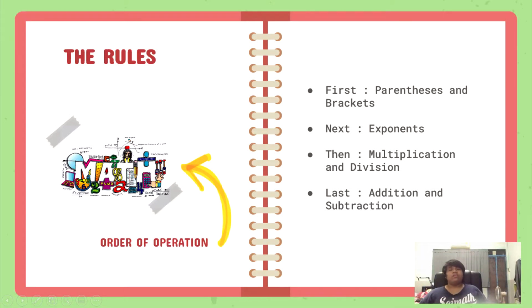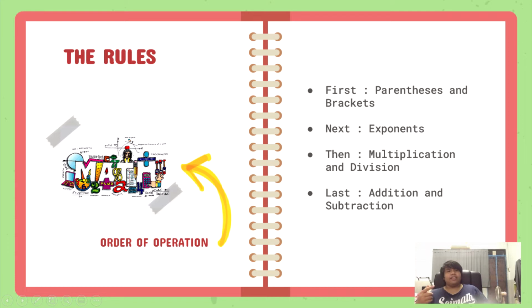The order of operations rules are a way for us to agree on the order that we should do math operations in. And if we always do operations in the same order, then we always get the same answer. The rules of the order of operations.